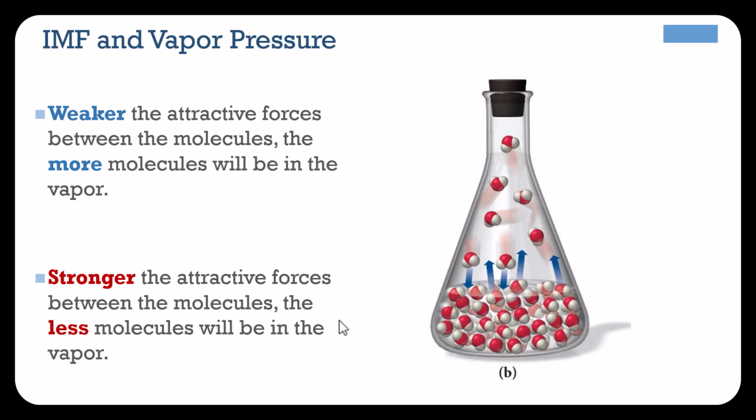So that is the last of the properties affected by intermolecular forces. Again, this is going to be on your test. Which of the following molecules would have the highest vapor pressure or lowest vapor pressure? And you'll determine that based on the strength of the intermolecular forces.